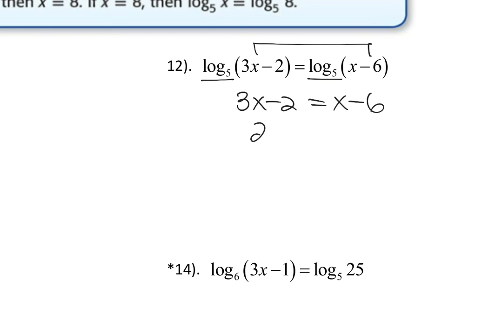I'm going to subtract x, I'm going to add 2, and I'm going to divide by 2. Again, don't circle your answer till you plug it back in.